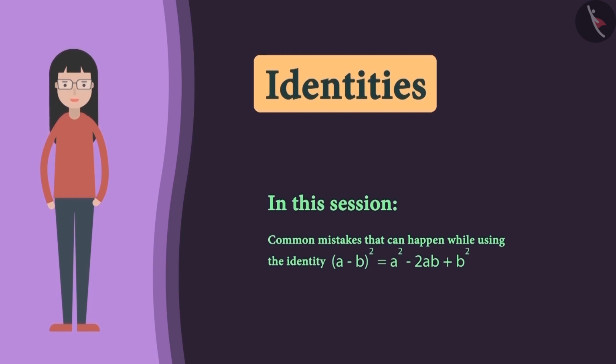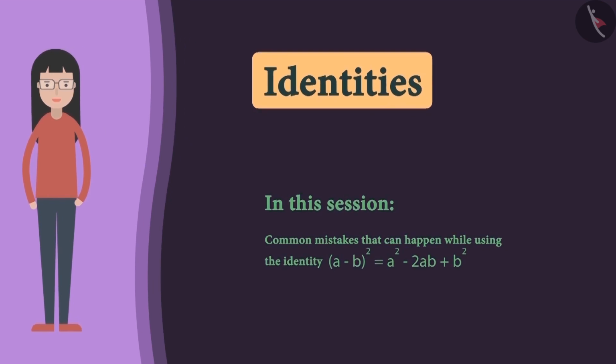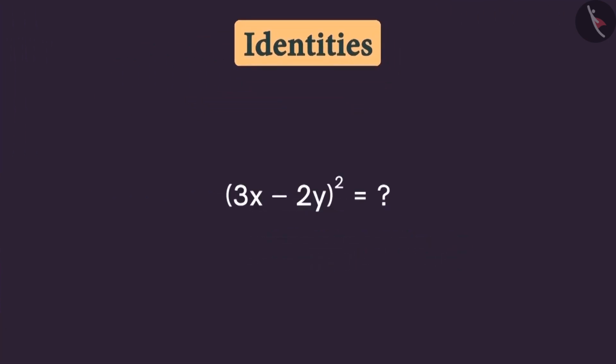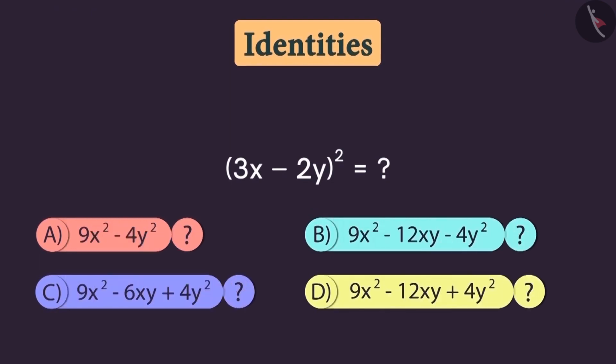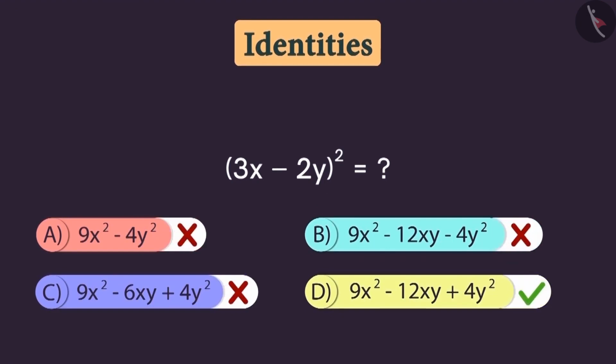Let me start by asking you this question. Can you find the value of 3x minus 2y raised to the power of 2? Which of the following options is correct? The correct option is D. Some of you might have got option A, B or C as the answer. But all these are wrong options.